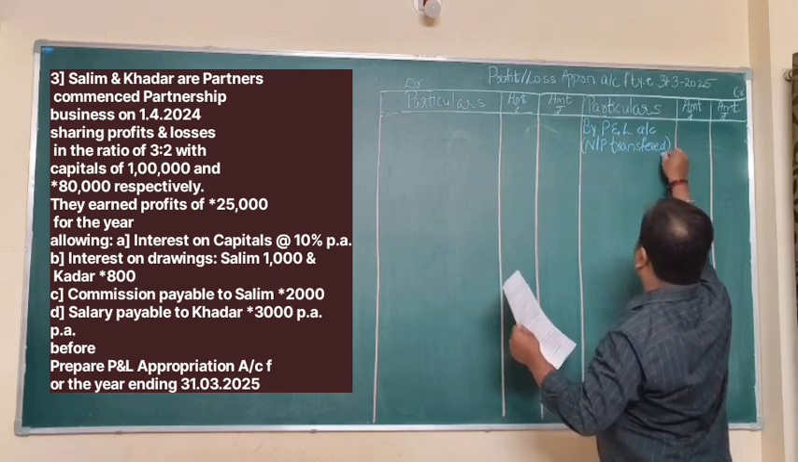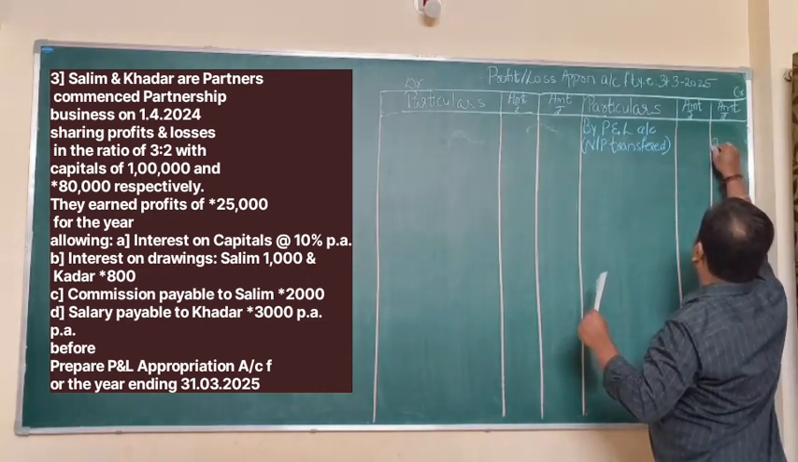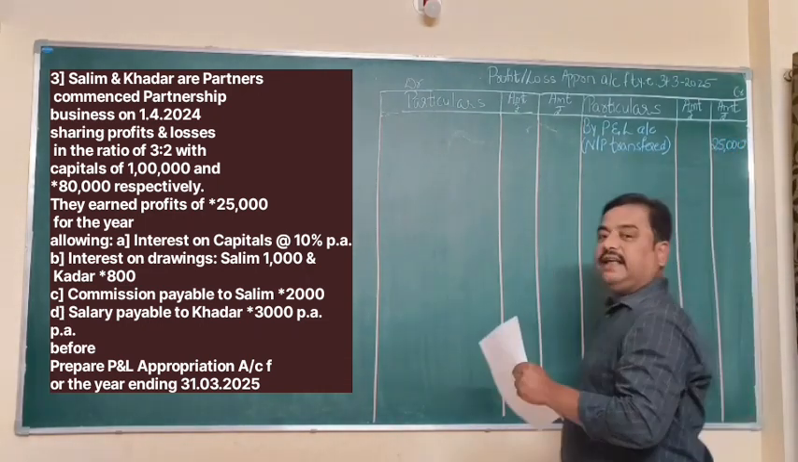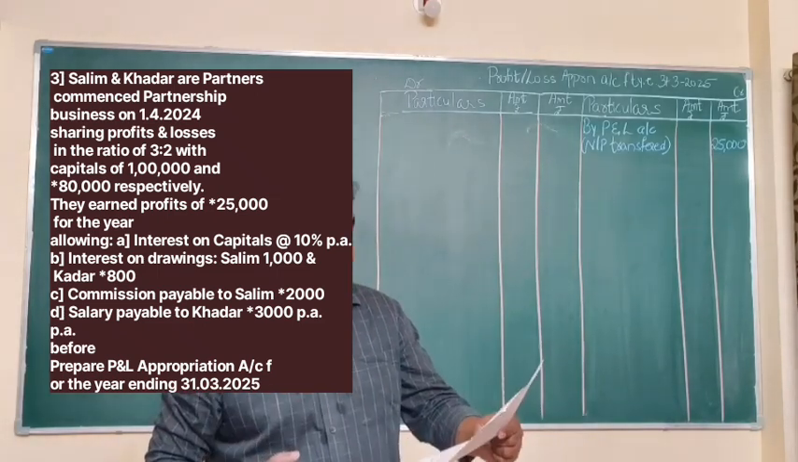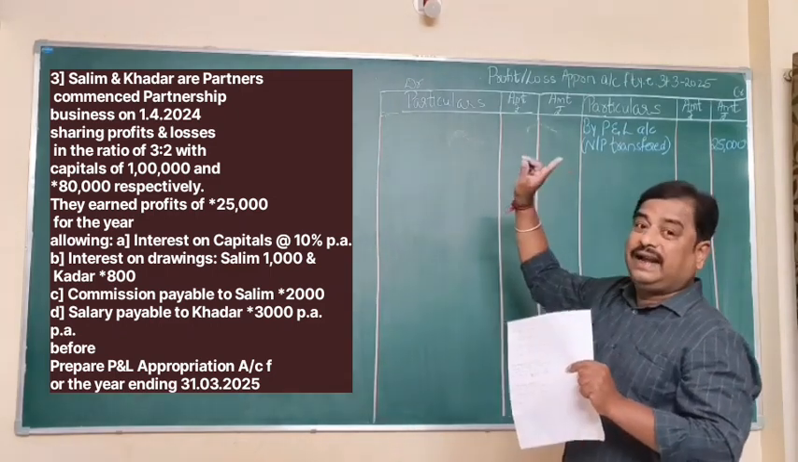Net profit transferred. What is your net profit, students? 25,000 rupees. You can write this in the outer column, 25,000. Now what is your first adjustment? Interest on capital at 10%. Interest on capital comes on the debit side.